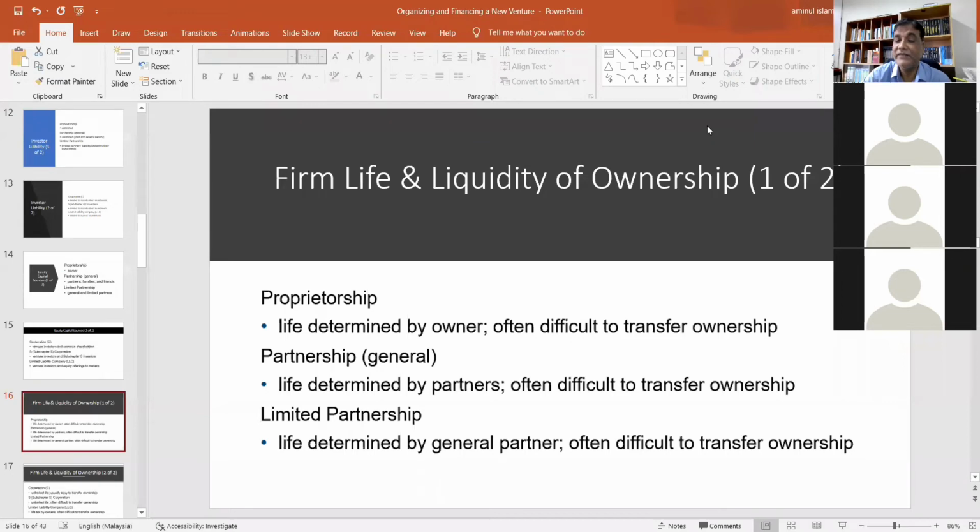If the owner finds it difficult to continue, he may just close it down, or he may just transfer the ownership to someone else. Or he may decide to go for partnership, he converts it into partnership, or he may even convert it into a corporation, possible, right? But the life of the project is definitely limited, depending on one person who launches the project, okay? When it comes to partnership, it is definitely determined by the partners, okay?